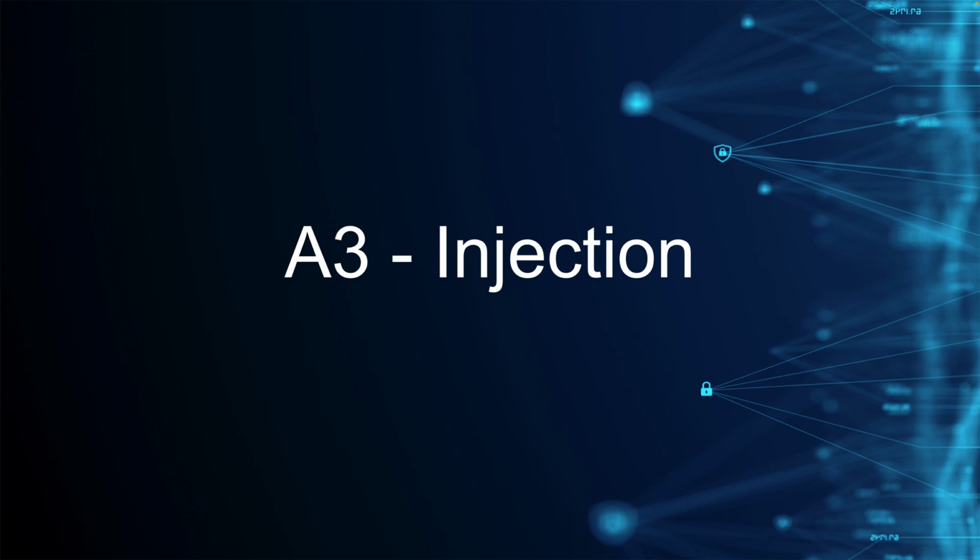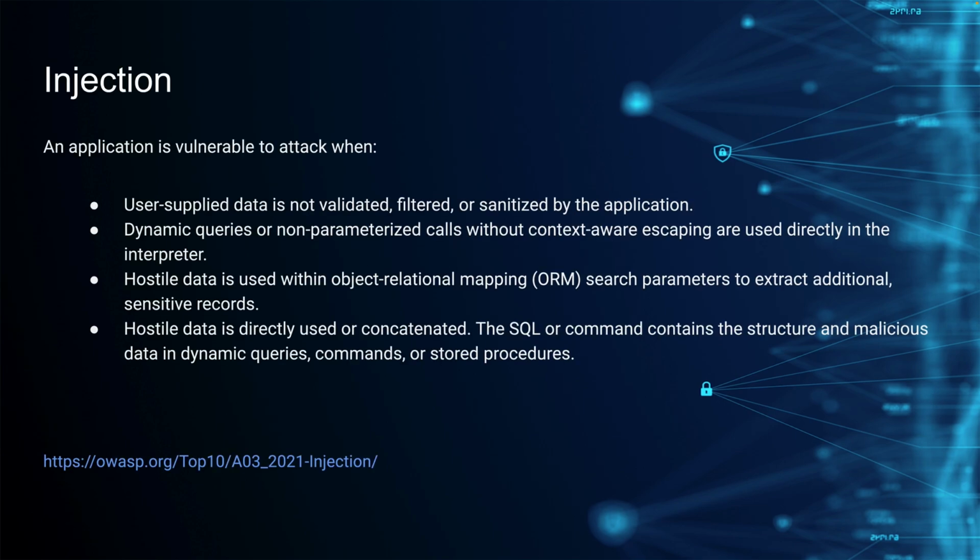So the next of A3 is injection. Injection is when an application is vulnerable to injection attacks. For example, in a web application, there are a lot of user inputs for it to work, unless it's just a simple display page where you display some information for the user to read.